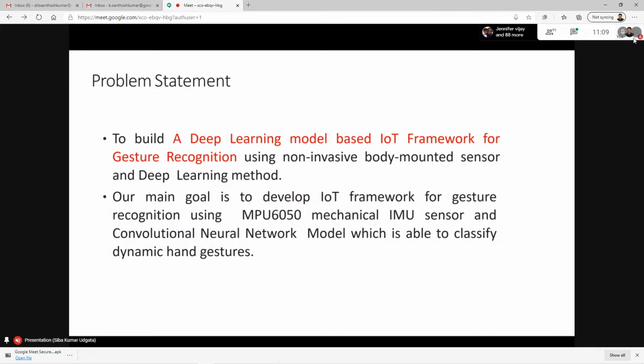So our main goal is to develop an IoT framework for gesture recognition using the MPU 6050 mechanical IMU sensor. What is this actually? This sensor finds out the accelerometer values, that means your change in the XYZ direction. It also finds your angular movement, which means your change in angle. Suppose I move my hand like this, the angle will change. If I move my hand horizontally, there is a change in the XYZ direction. So it finds the angular movement and also the linear movement. And we have used the convolutional neural network, what we have discussed so far, to classify the dynamic hand gestures.